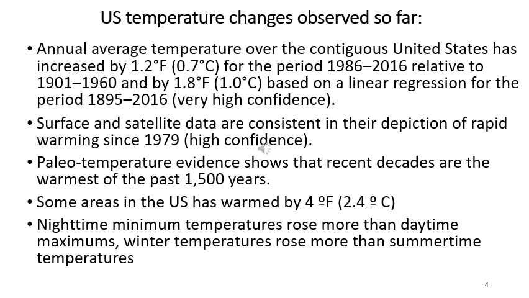The surface and satellite data are also very consistent with the way how they're depicted with meteorological data, and we see very significant warming, especially since the mid and the end of the 1970s, when we have consistent observations both from space and from the ground. The paleo temperature evidence also shows that the recent decade is the warmest over the entire time during the past 1,500 years.